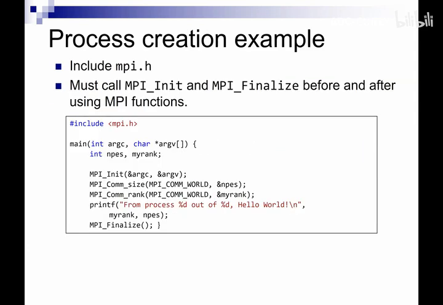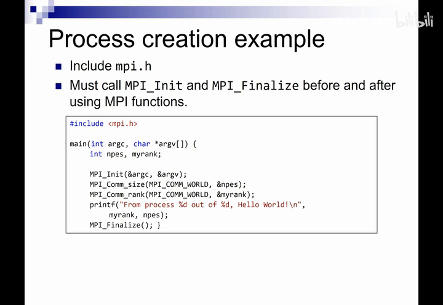Next, let's look at how to create processes in MPI. The first thing you need to do, if you want to use MPI, is include the MPI header library. Then, in order to start your MPI program, you need to call the function MPI_Init. After you're done using MPI, you need to call MPI_Finalize.